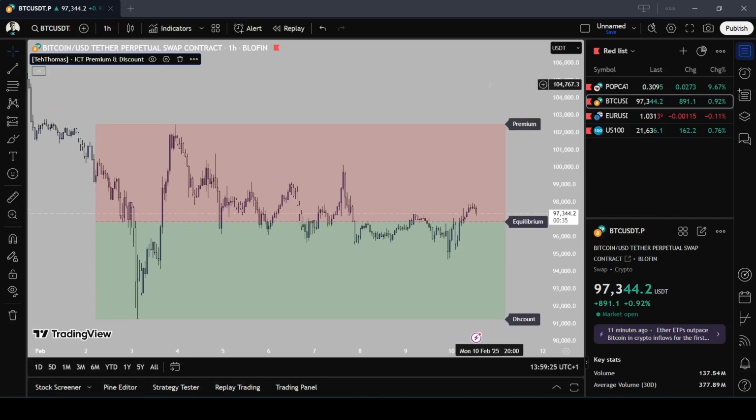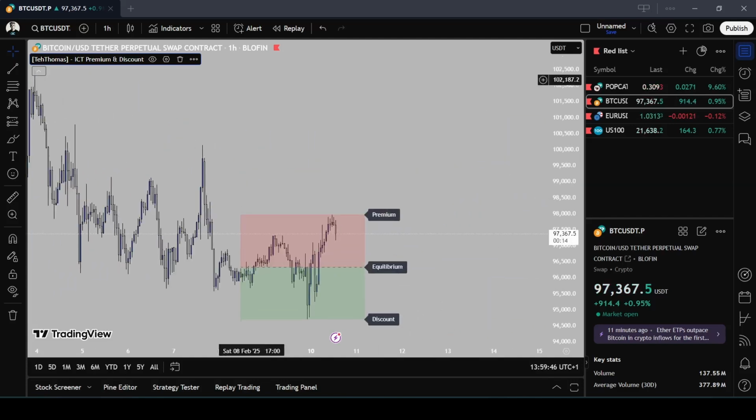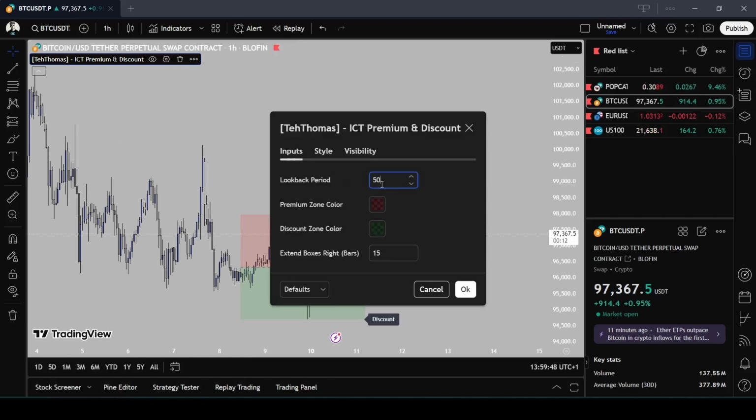What does it do? So it takes the highest high, the lowest low, and it draws an equilibrium line right across it. You can choose your own period on how long you want to take this period in the history. So we can do 50, for example. You can see it becomes shorter, or 100 becomes longer again.